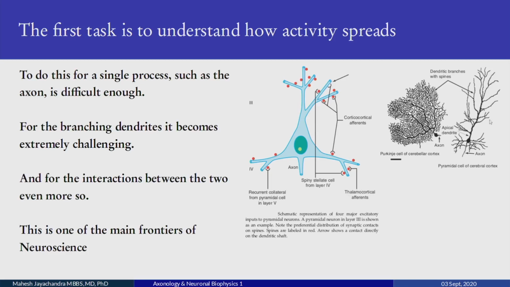The cells can have, as mentioned, very different dendritic trees. This is the dendritic tree of a Purkinje cell, which is a cell in the cerebellar cortex, and this is in the cerebral cortex, a pyramidal cell. Very, very different, like a banyan tree versus a pine tree.